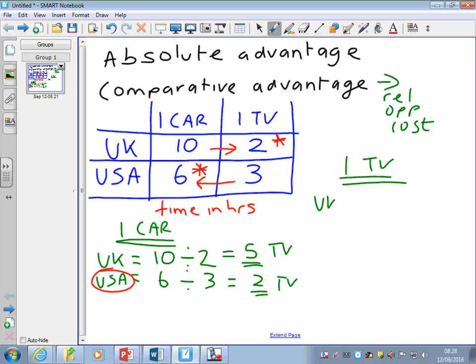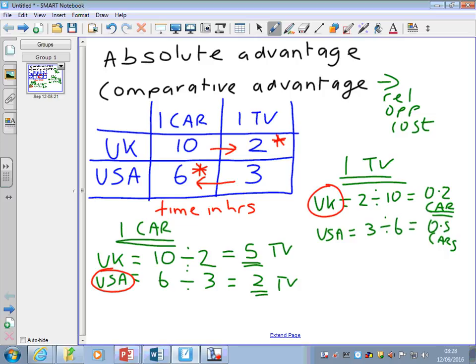Okay, so this time if I do 2 divided by 10, what I'm going to get this time is that in the UK, the relative opportunity cost is 0.2 cars. So for every TV that's made, we lose 0.2 cars in effect. In America, I do the 3 divided by the 6, and we get 0.5 cars. So what this shows is the UK has got the comparative advantage in TV production. We give up less cars to make TVs than what the Americans do.